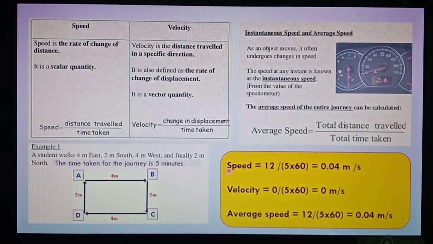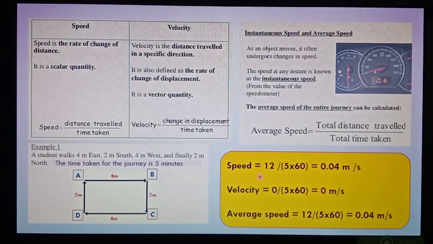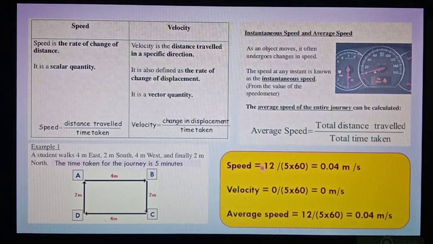If you want to calculate speed, remember the definition for speed is rate of change of distance, meaning distance traveled divided by time taken. The time taken for the journey is 5 minutes. So it equals 12 distance traveled divided by 5 minutes, converted to seconds, 300 seconds. So we get 0.04 meter per second.